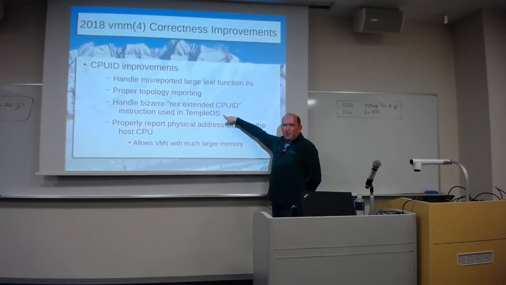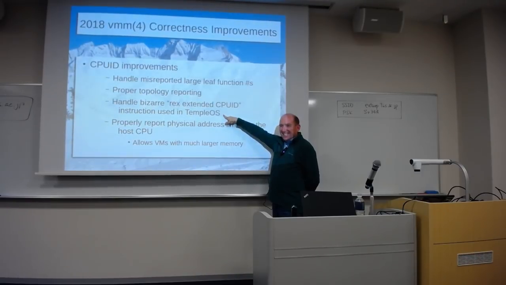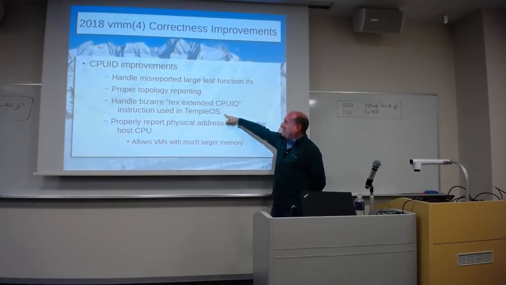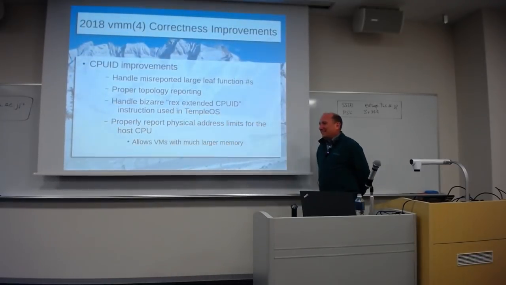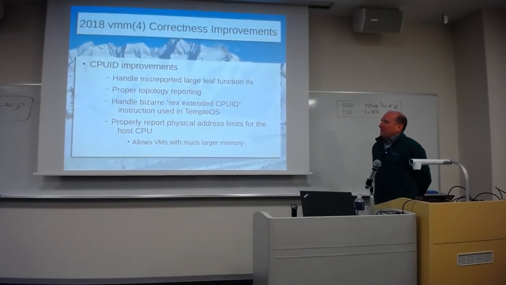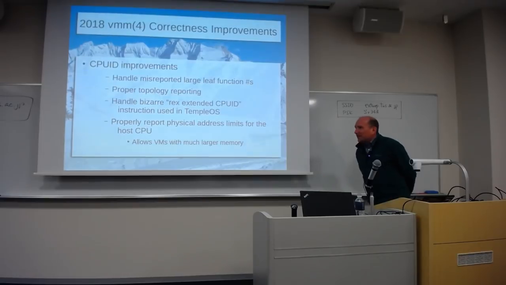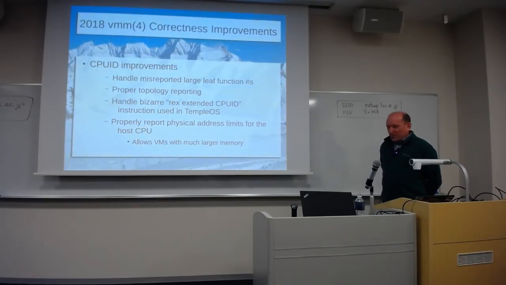This is a bizarre one. CPU ID is a function that doesn't take any size arguments. It always operates on 32-bit values. It takes a 32-bit input and gives you four 32-bit outputs. But TempleOS, for those of you who know what that is, we'll talk about that in a minute, uses an instruction size extension on the front of CPU ID, which is really weird. That was causing a problem because it would actually crash the guest, because it would report back that the CPU ID instruction length was not what we were expecting. So anyway, a bunch of these bizarre corner cases.